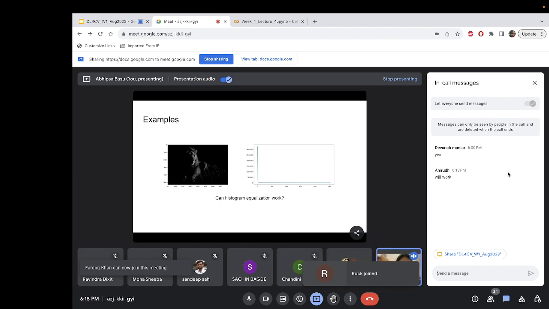Okay, Anirudh, can you tell me why this will work? Can you unmute yourself maybe?